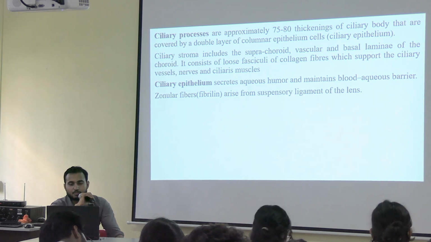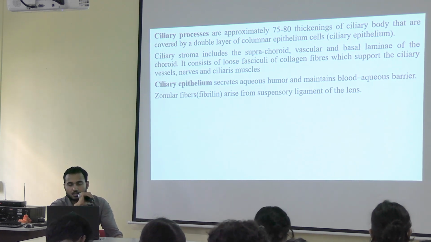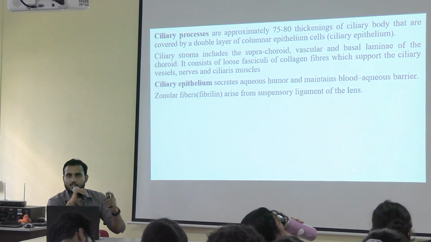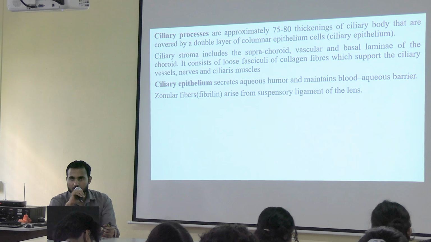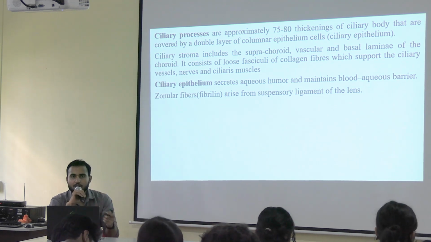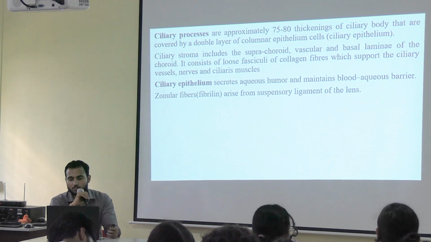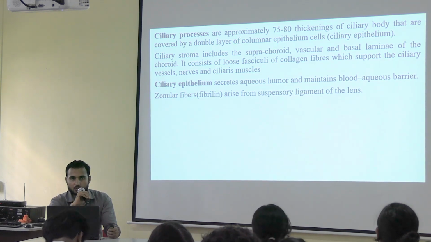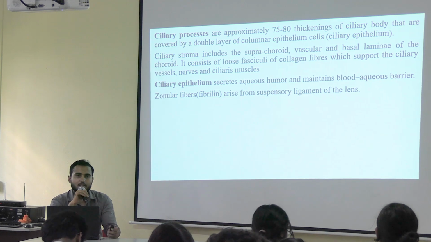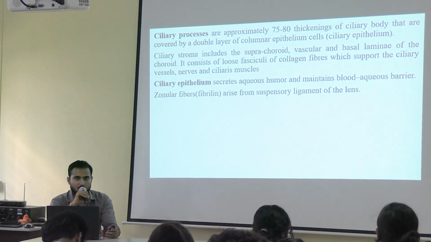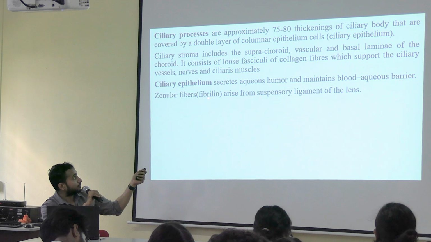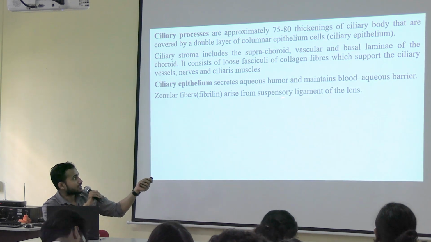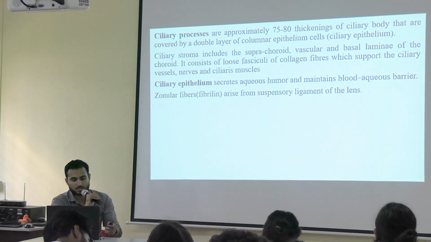And ciliary epithelium, as I said, secretes aqueous humor. Two layers are there. Outer one is pigmented, inner one is non-pigmented. So the non-pigmented part will produce the aqueous humor. Next, zonular fibers are also there, which all together are called the suspensory ligament of the lens. Now these are made up of fibrillin, a special type of protein of the connective tissue, which form the suspensory ligament of the lens.